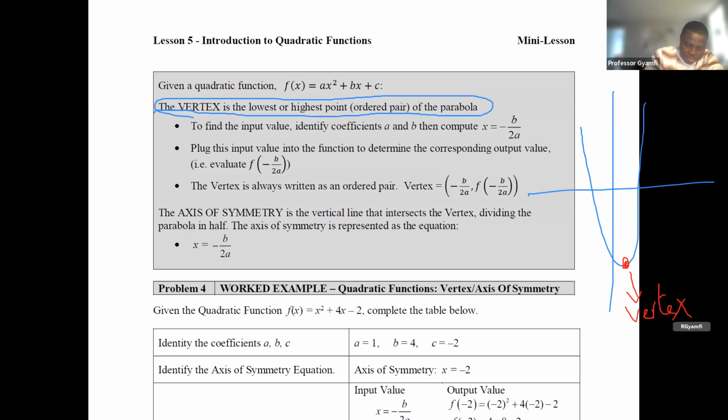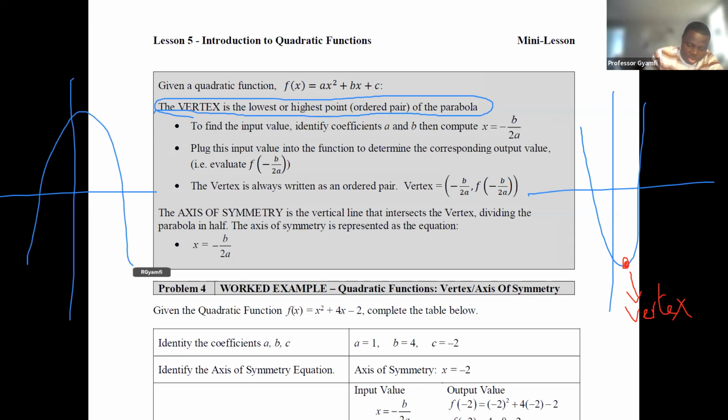Now, if I have this too, my vertex is going to be at this point, the highest point on the graph. But if I tell you to find the exact point of this vertex, I want the numbers. What is x? What is y for this point? Because it's a point on the graph, so it's got x and y.